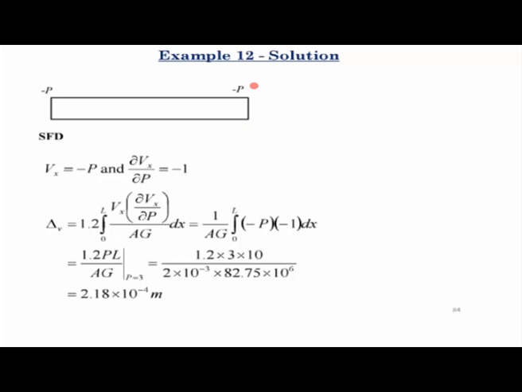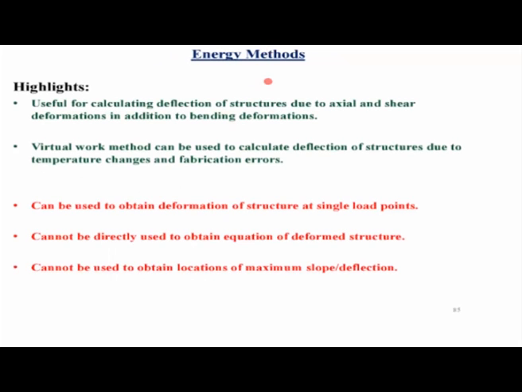So with that, I would now like to round up these two methods, that is Castigliano's theorem as well as the virtual work method. Just remember that both of these are energy methods, based on the principle of conservation of energy. They are useful for calculating deflection of structures due to axial and shear deformations in addition to bending deformations. Now this is applicable for beams and frames. For trusses, it is calculating deflection of the truss due to axial deformations only, because in truss members you don't have shear forces and bending moment.